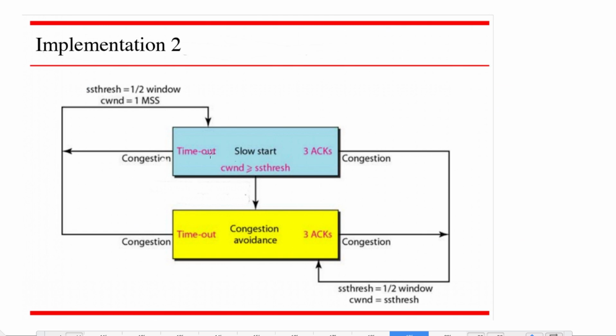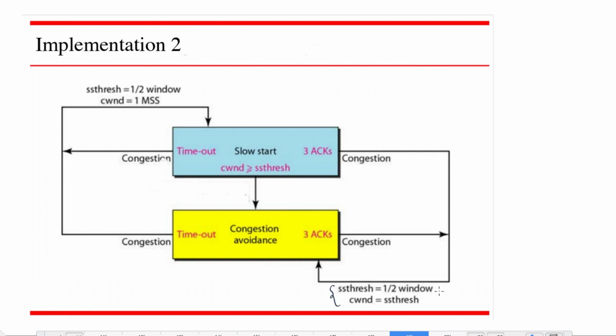timeout. If it is occurring because of timeout, then you will go to the slow start as earlier, right? So congestion may occur at the slow start phase, or maybe at the congestion avoidance phase. In both the cases, you will be going to the slow start. If the congestion is because of 3 ACK, then you will be going to the congestion avoidance phase. Now the only difference is that now the congestion window size will be half of the current window.